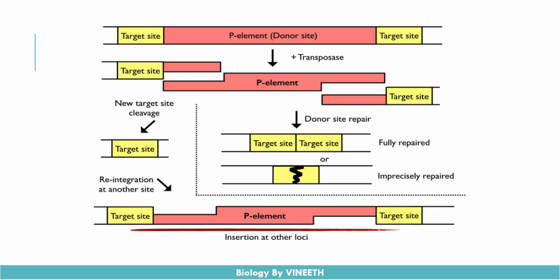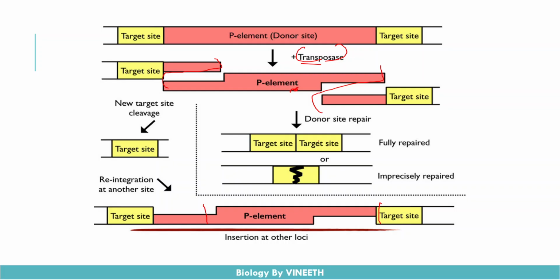And this is actually the transposition mechanism which is involved in the transposition of these P elements. First it makes the staggered cuts. So the transposase enzyme makes the staggered cuts in the donor molecule, and it will mobilize the P element into the target sites and insert them into the target sites.